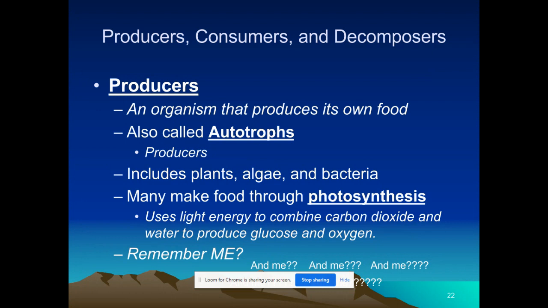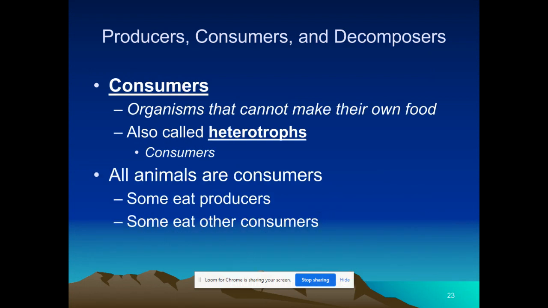Okay, and another type of producer we talked about was the bacteria at the bottom of the ocean, in the deep hydrothermal vents. They use chemosynthesis. Since they can't get light, they use the chemicals from the Earth's core and the magma that's coming up, and the gases. Consumer, that's what we are.